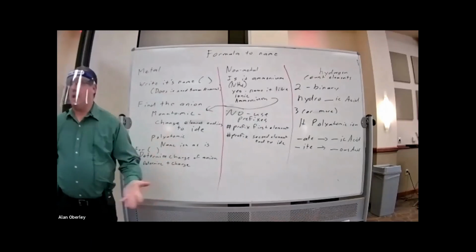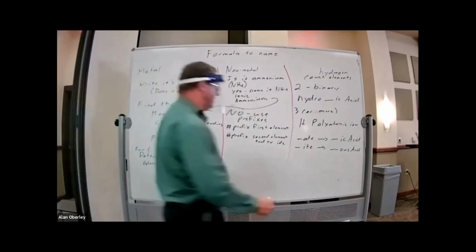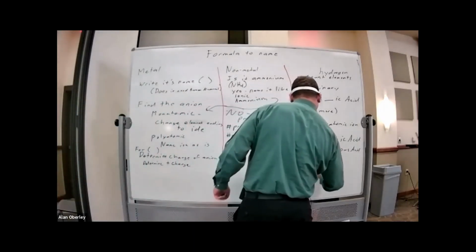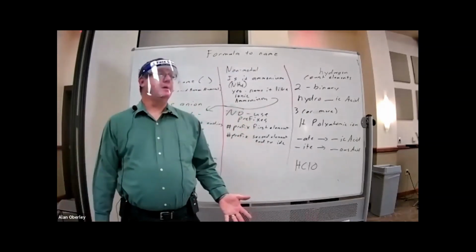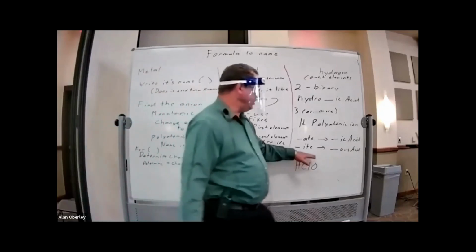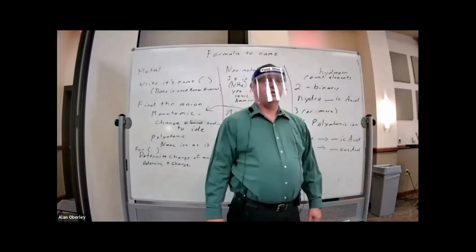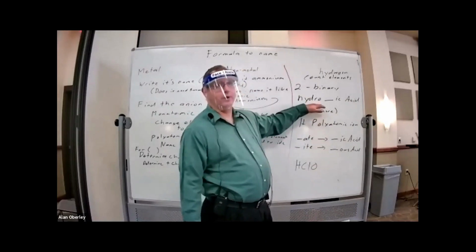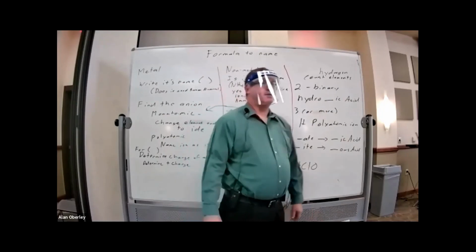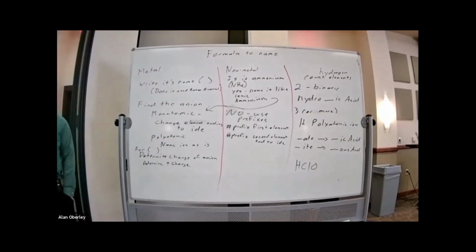So what if it was like hypochlorite? If it was HClO? HClO is hypochlorite. Hypochlorite ends in what? ITE. So I would change it to OUS acid, hypochlorous acid. Notice that hypo identifies the polyatomic ion versus hydro, which does not, okay? So there's only a couple letters difference between hypochlorous acid and hydrochloric acid, but they're very distinct, okay?